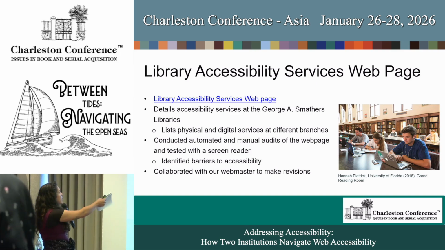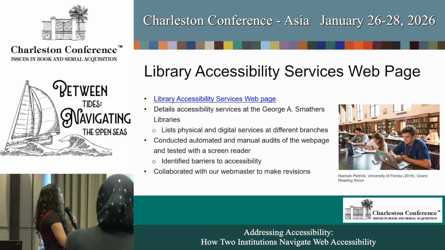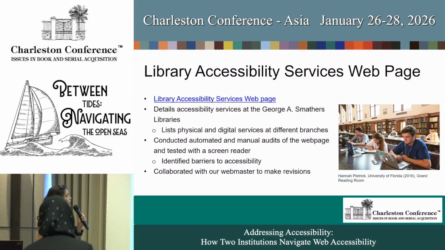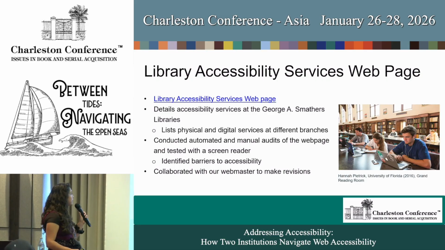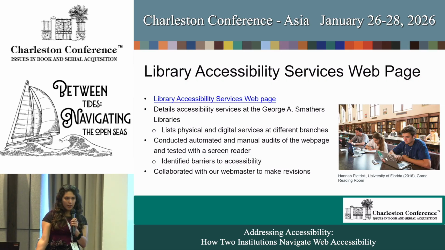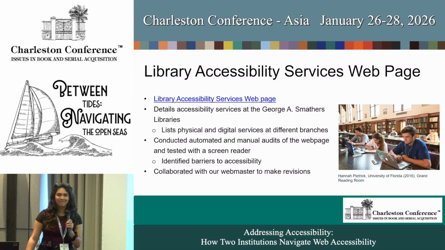So we have our Library Accessibility webpage. It details accessible services at the George A. Smathers Libraries, a list of physical and digital services at different branches. And so our project is we conducted an automated and manual audit of the webpage and tested with a screen reader. We identified barriers to access, which we will later talk about, and then we collaborated with our webmaster to make revisions.